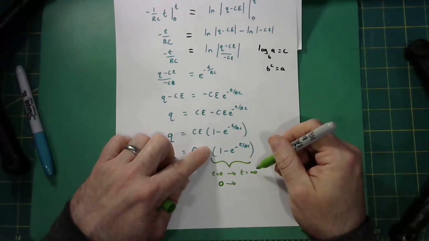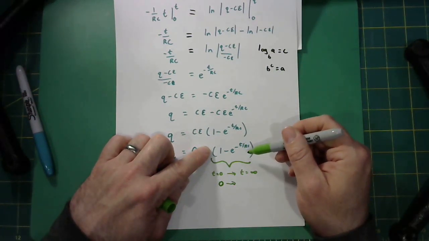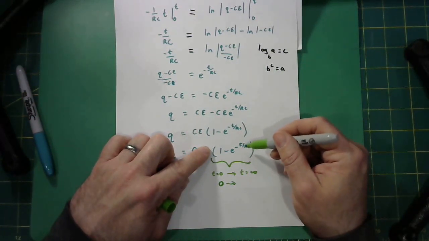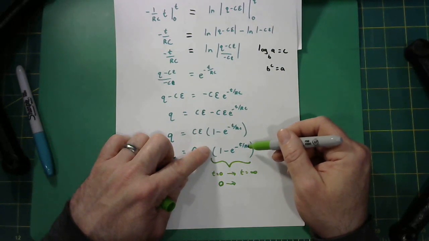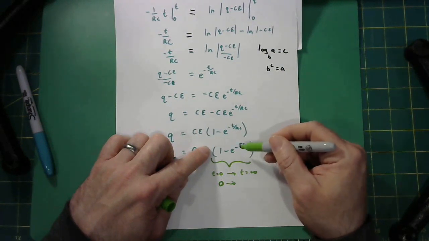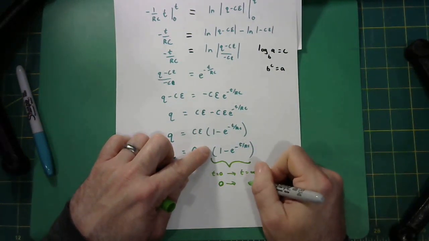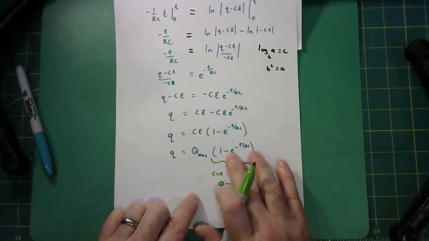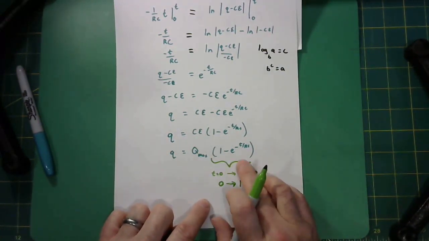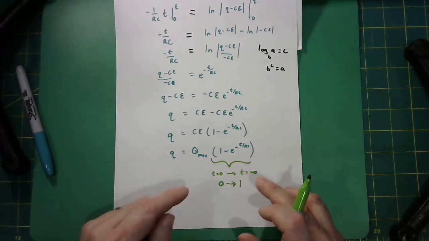As time heads to infinity, what's this going to be? Well, as time heads to infinity, I'm going to have e to the minus infinity over RC, which is just going to be e to the minus infinity, which is equal to 0. And 1 minus 0 is 1. So this will head to a value of 1. So this part in parentheses here is going to go from 0 to 1. You know what that's like?